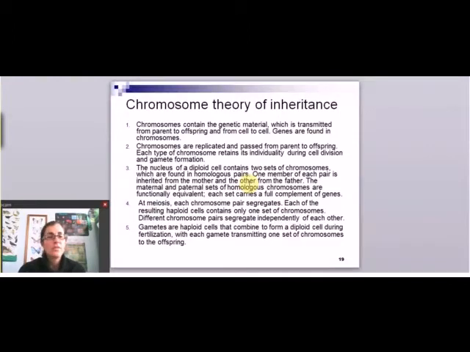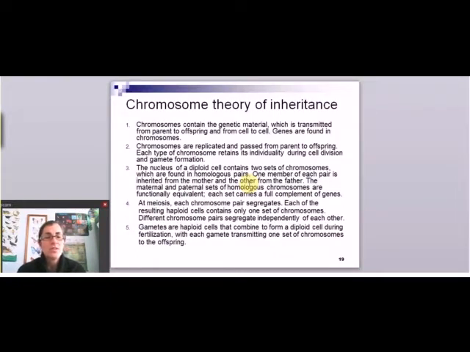So first of all, chromosomes contain the genetic material, and that genetic material is passed from parent to offspring and from cell to cell. And also remember that genes are within the chromosomes, so you can have hundreds of genes on the same chromosome. Okay, the second piece is that chromosomes are replicated and passed from parent to offspring, and that during replication, each chromosome is copied individually and divided individually.